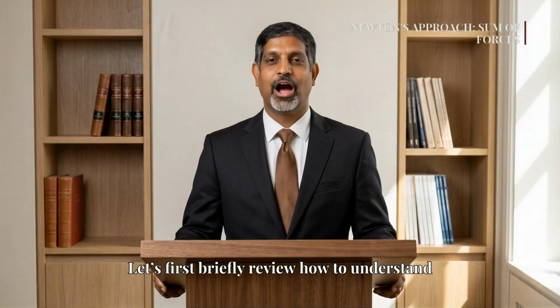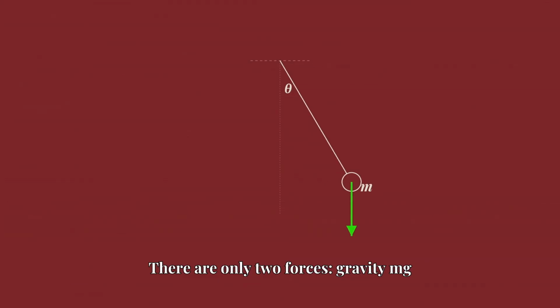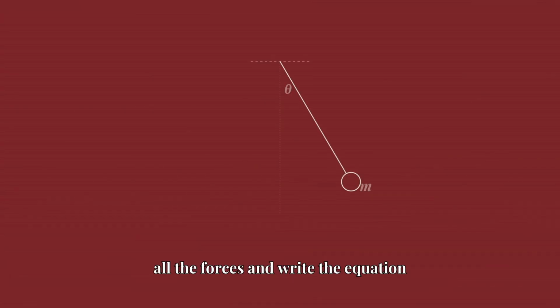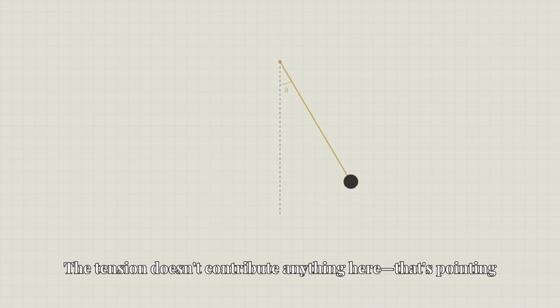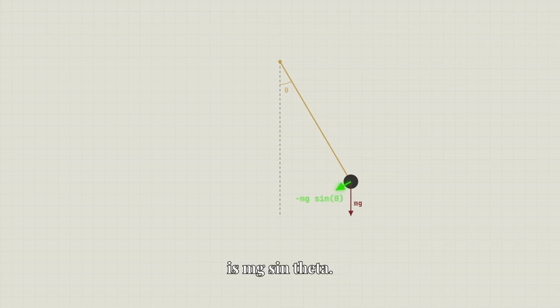Let's first briefly review how to understand the pendulum using Newtonian mechanics. We start by drawing a free body diagram to keep track of all the forces acting on the particle. There are only two forces, gravity mg pulling straight down and tension T pulling inward along the rod. Then Newton tells us to add up all the forces and write the equation of motion. But what we're really interested in here is the tangential component, that is, the component of the force and acceleration along the circle where the particle is constrained to move. The tension doesn't contribute anything here, that's pointing radially toward the center of the circle. So the relevant force is the tangential component of gravity, which you can see is mg sin theta.